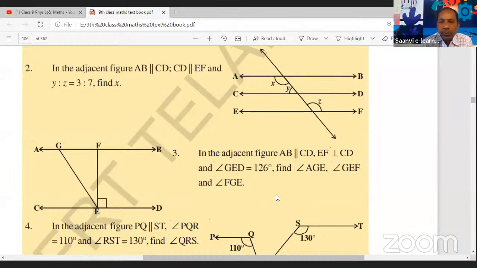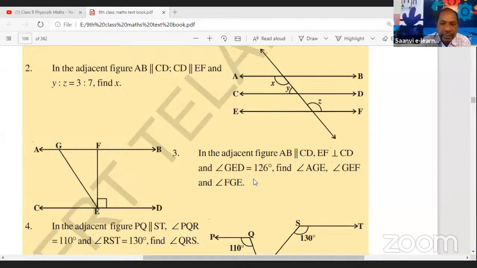Before starting the third problem, first of all we have to revise once again the types of angles. Vertically opposite angles are equal. Corresponding angles are equal. Alternate interior angles are equal. Alternate exterior angles are equal. Interior angles on the same side of the transversal are supplementary. Exterior angles on the same side of the transversal, their sum is equal to 180 degrees, which means they are supplementary. We discussed these angles in the previous class, right, children? Now exercise 4.3, third question.